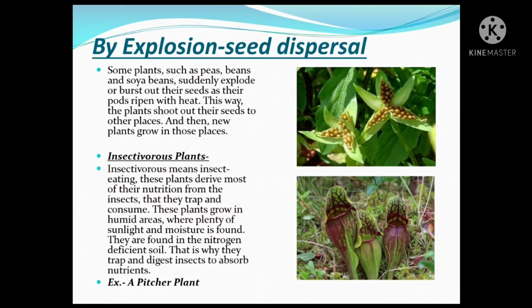Insectivorous plants. Insectivorous means insect eating. These plants derive most of their nutrition from the insects that they trap and consume. These plants grow in humid areas where plenty of sunlight and moisture is found. They are found in nitrogen deficient soil. That is why they trap and digest insects to absorb nutrients.